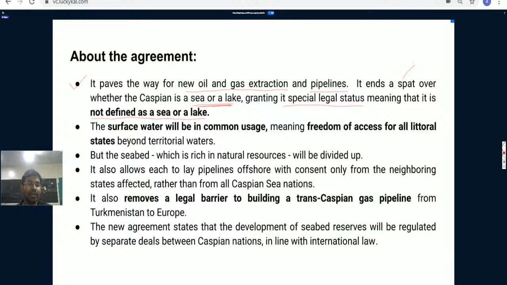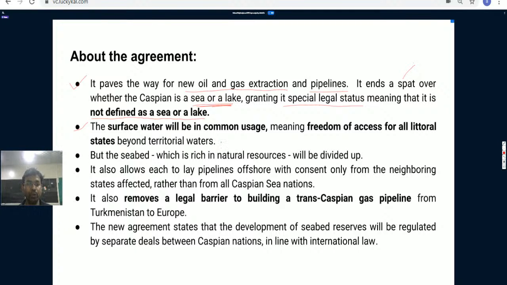How it is being shared, we are going to discuss it now. The surface water of the Caspian Sea will be in common usage by all the countries, meaning freedom of access for all littoral states beyond the territorial waters.